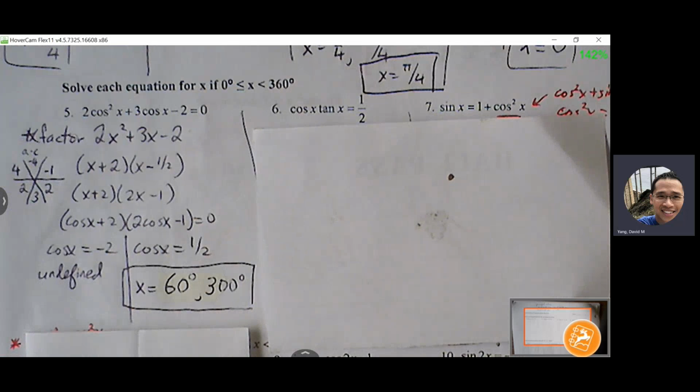Number 6, cosine tangent equals 1/2. Now we gotta be careful here. We can't just set cosine equal to 1/2 and tangent equal to 1/2. We can't set both parts equal to the other side unless the other side is simply a zero. So here we gotta go through another route. What could we do? Any idea? On that left side. Yeah, let's get that tangent to be something easier to work with, right? We know that we can always get everything in terms of sine and cosine.